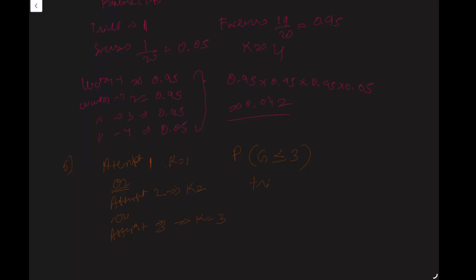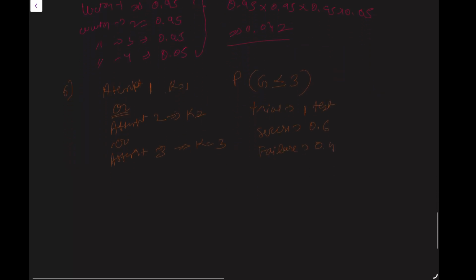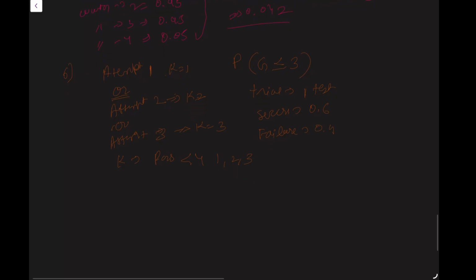What is the trial? The trial is taking one test at a time. What is success? Success is passing. The probability of passing is 0.6. The probability of failing is 0.4. So a student must pass on attempt 1, 2, or 3. What is k? k is pass before 4, which means he needs to pass on the first, second, or third. A hint is given, but let's do it without the hint.